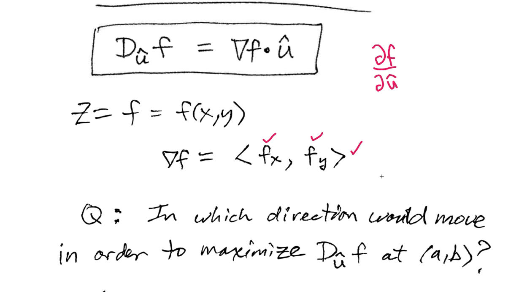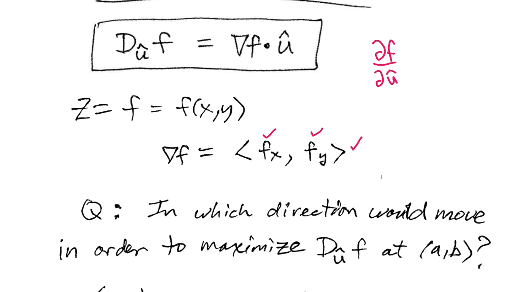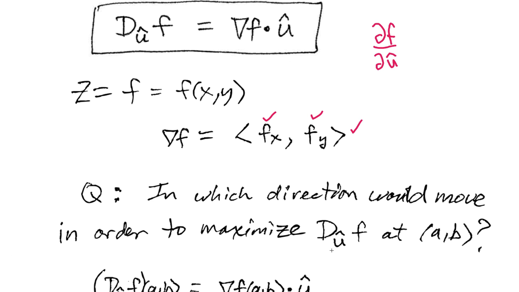In which direction would you move in order to maximize your rate of change? Okay, at some fixed point (a, b). Okay, in which direction would you move? That's just a question here.